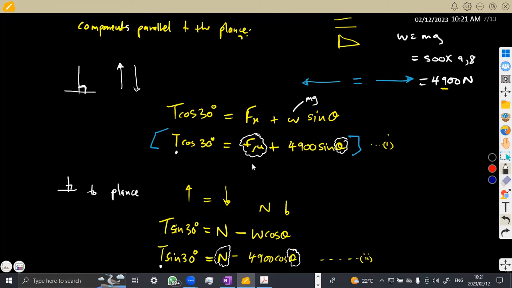So we must write these values, N and the frictional force, in terms of T. So write the frictional force and the normal reaction in terms of T. All right, in terms of T.